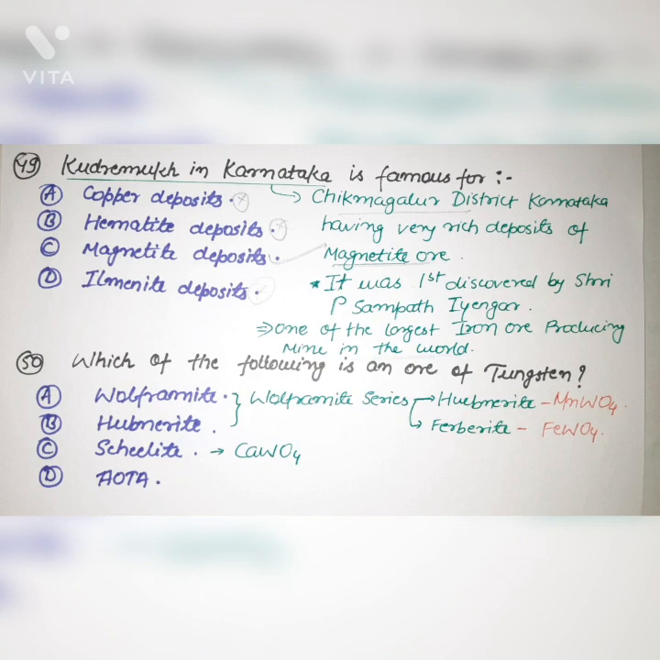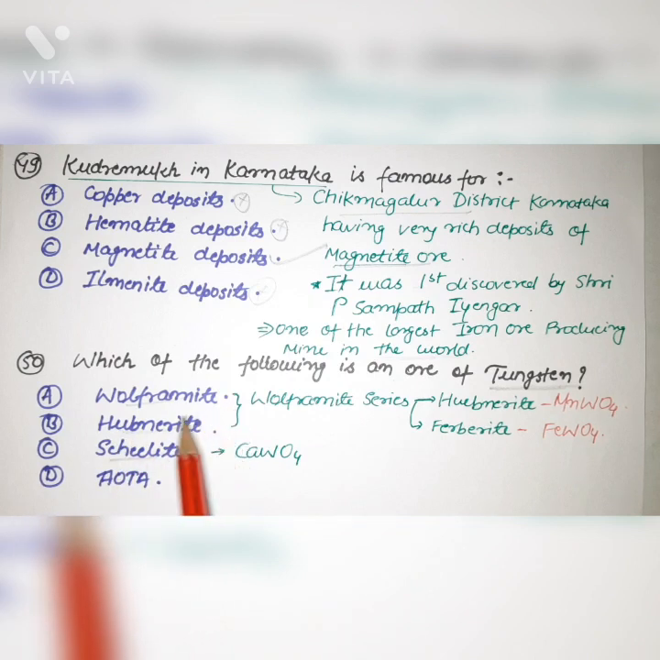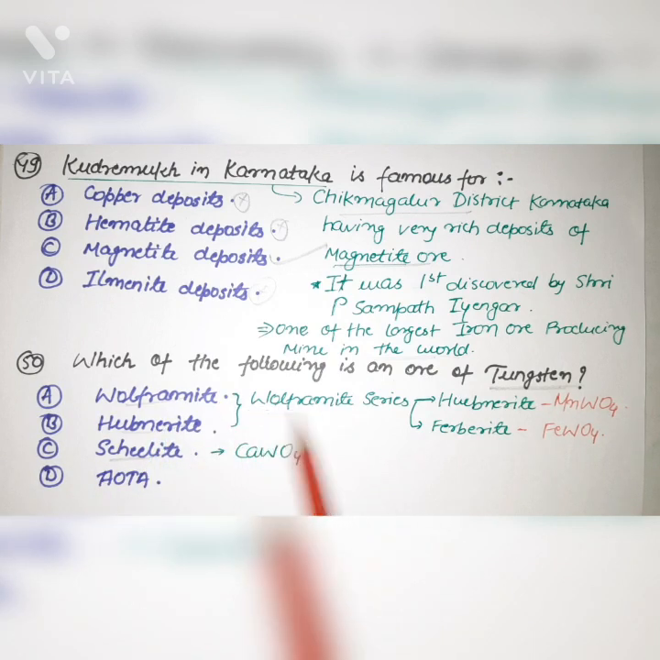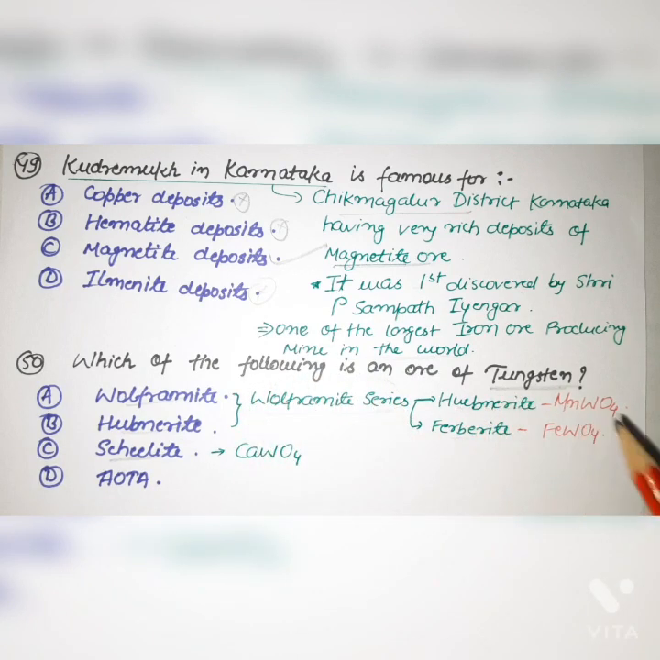Next question is, which of the following is an ore of tungsten? So to answer this question, you should know the composition of all these ores. First one is wolframite, second is hubnerite, and third one is scheelite. Now, if you see the ores of tungsten, you will see that they are grouped into the wolframite series. Wolframite series contains hubnerite and ferberite. The composition of hubnerite is MnWO4 and ferberite is FeWO4. Next one is scheelite, and the composition of scheelite is CaWO4.